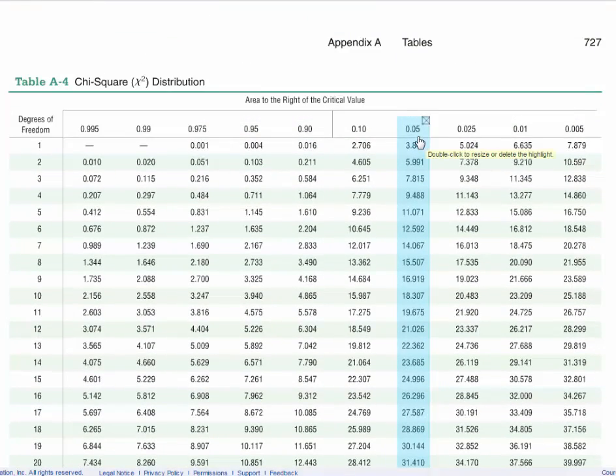With the area on the right of the critical value 0.05, so that significance level of 0.05 that we'll keep using.